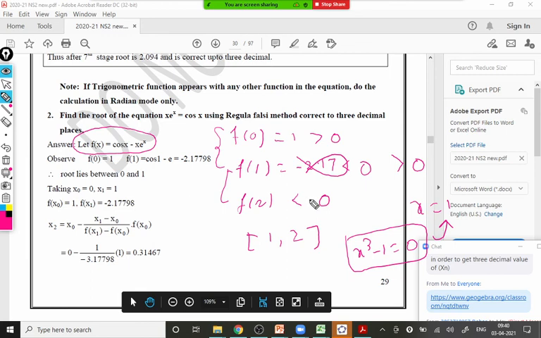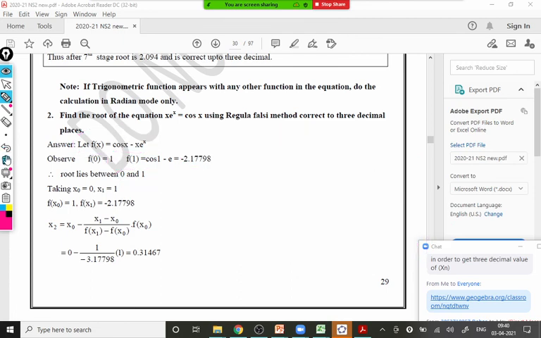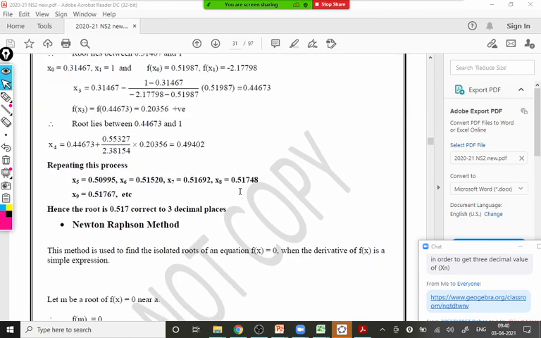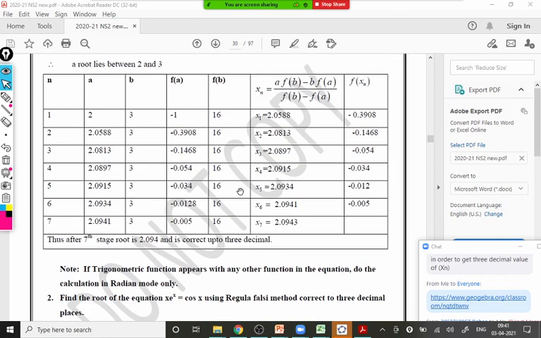So in this case, we calculate f of 0, f of 1, f of 2, and so on. Whenever f(x) changes its sign, positive to negative, the root is in between them. That's one only. Once you get that interval, now 0 and 1, you have to just make a table, either in the detailed way like this, or you can write all these things in the table form like this also.